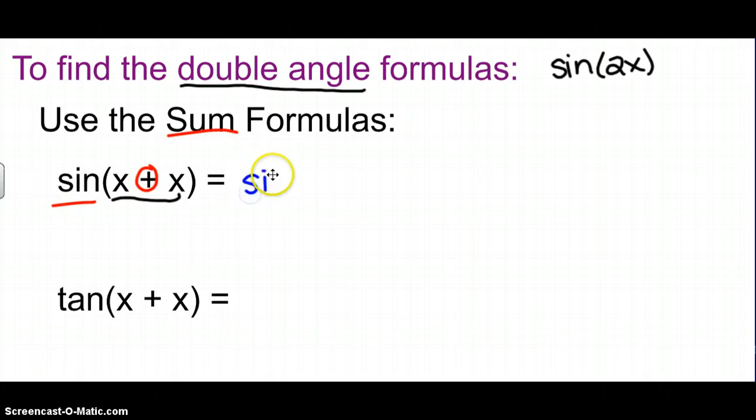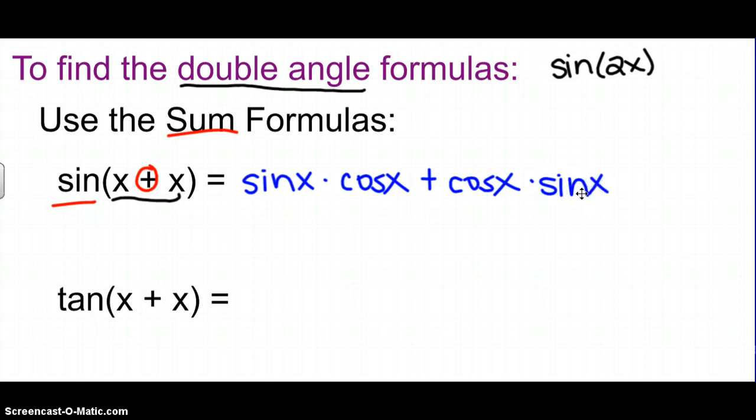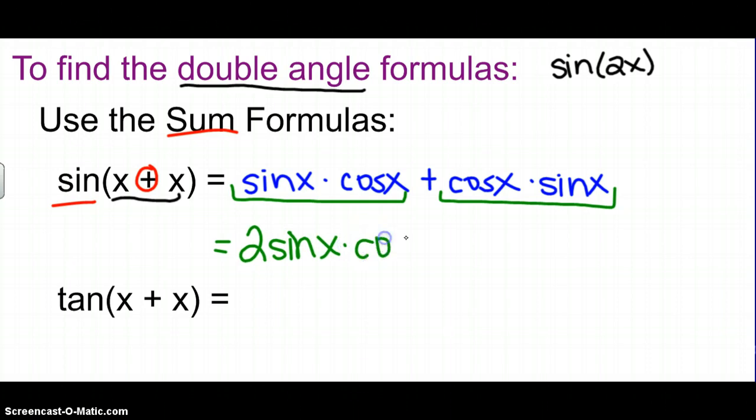So this is going to be the sine of your first angle times the cosine of your second angle plus the cosine of your first angle times the sine of your second angle. Well, since these angles are all x's, because we have x plus x instead of our usual a plus b, I have sine times cosine and sine times cosine, which equals 2 sine x cosine x. There's your formula.